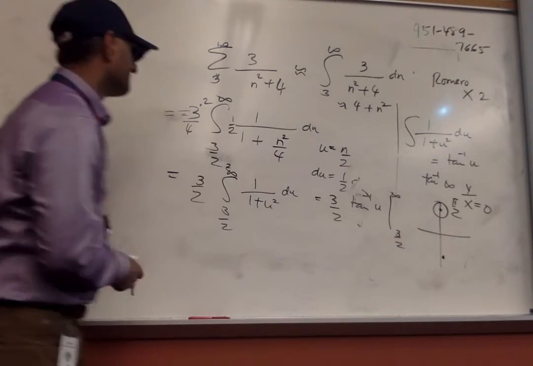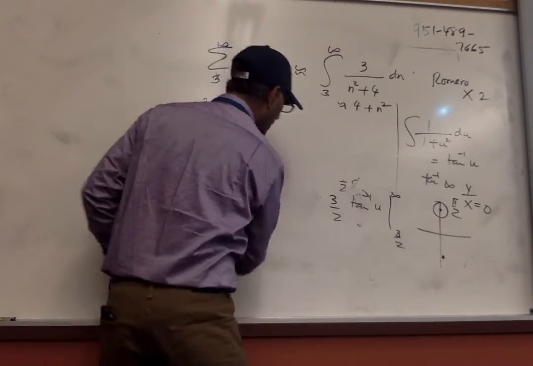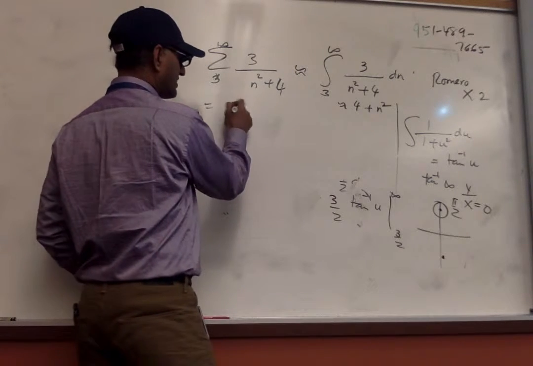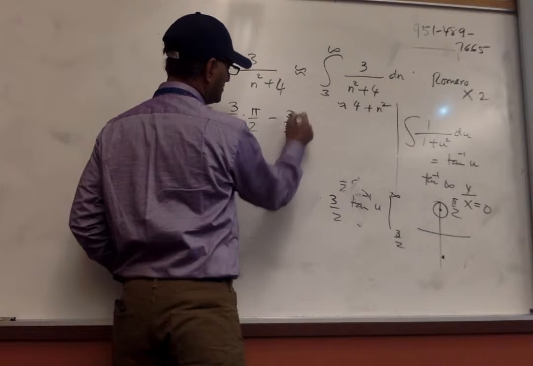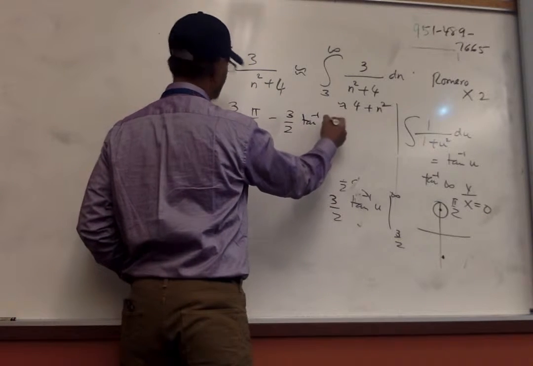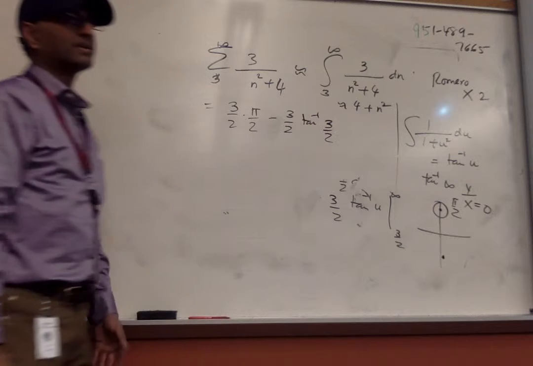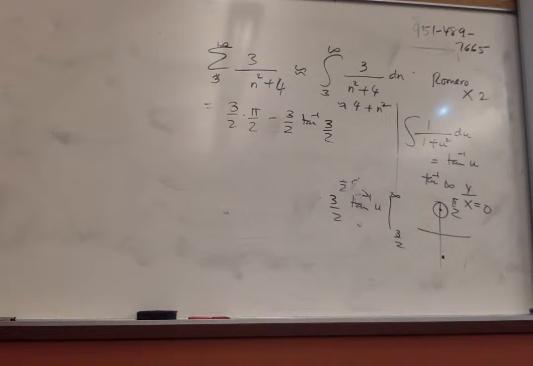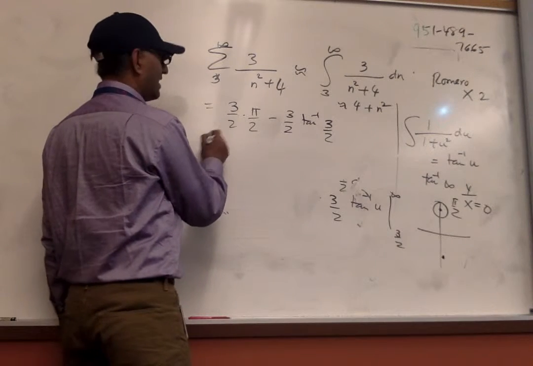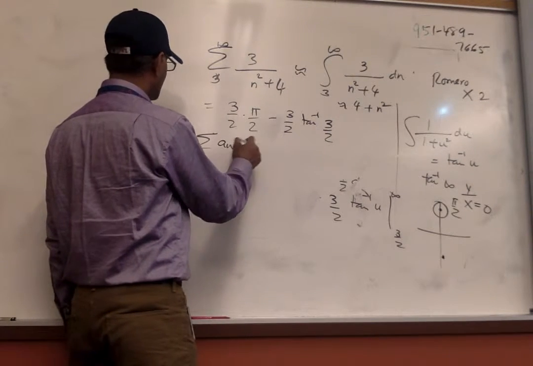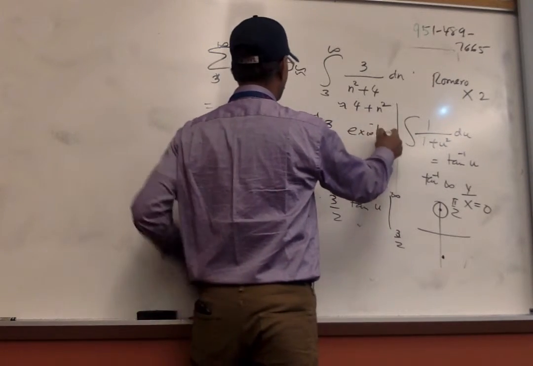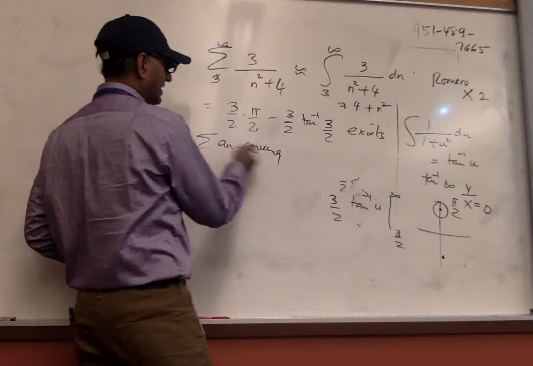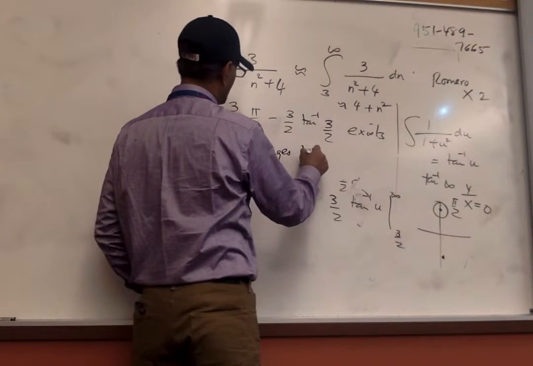Let's plug that in. So we have 3 over 2 dot pi over 2 minus 3 over 2 tan inverse 3 over 2. That's okay. That can't be simplified. Leave it alone. That's your final answer. Oh, we have to write a conclusion. Therefore, the original summation an converges. Oh, make a note. That exists. That's finite. Therefore, it converges by integral test.